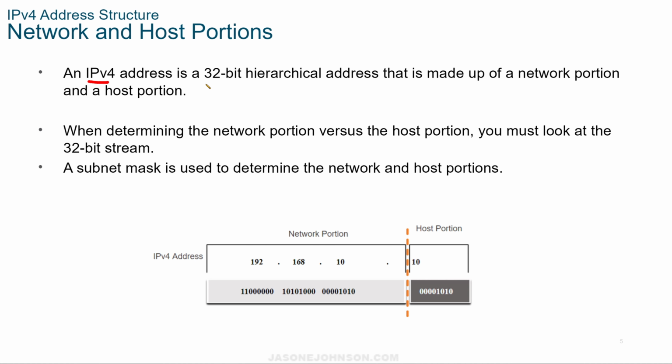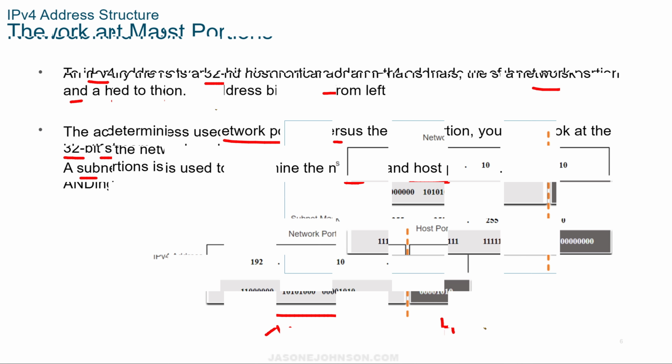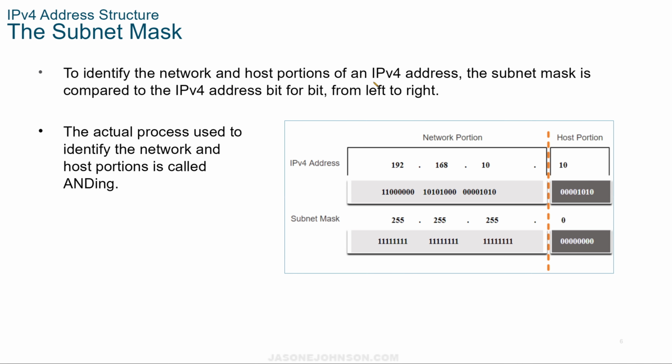An IPv4 address is a 32-bit address that is made up of a network portion and a host portion. When determining the network portion versus the host portion, you must look at the 32-bit stream. A subnet mask is used to determine the network and the host portions. So when we look at this, the left side is the network portion and the right side is the host portion. To identify the network and host portions of an IPv4 address, the subnet mask is compared to the IPv4 address bit for bit from left to right.